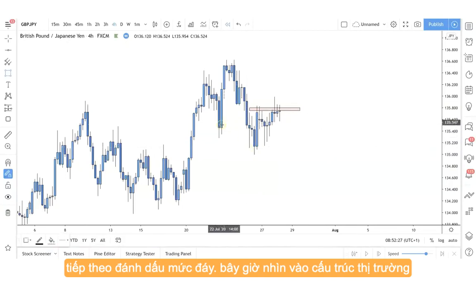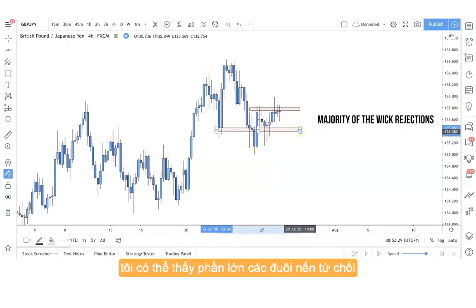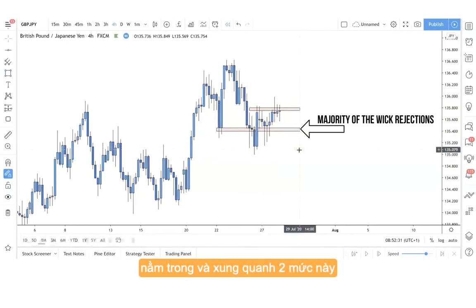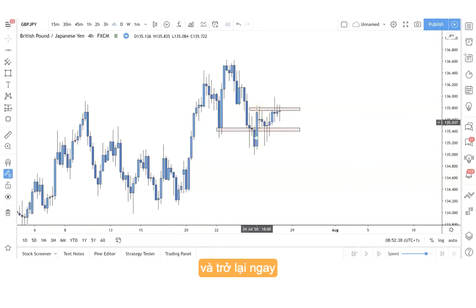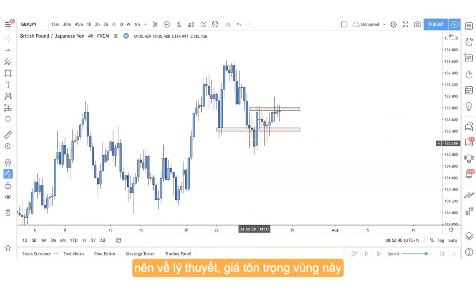Looking at how the structure has moved, I can see the majority of the wick rejections have been in and around this level here. I'm not worried about this price action right here, and the reason for that is because price has broken out and broken back in. So in theory, if this was a true representation of a sell structure, then we should respect this level, or we could have continued pushing down.